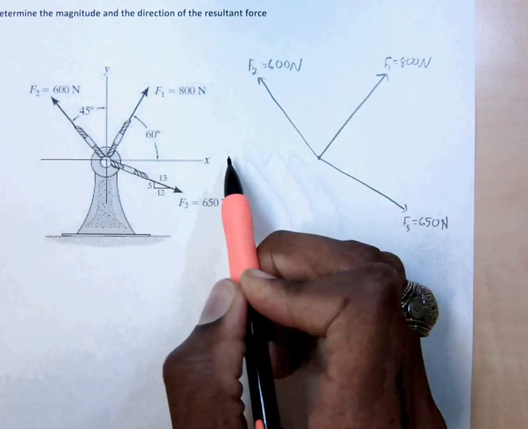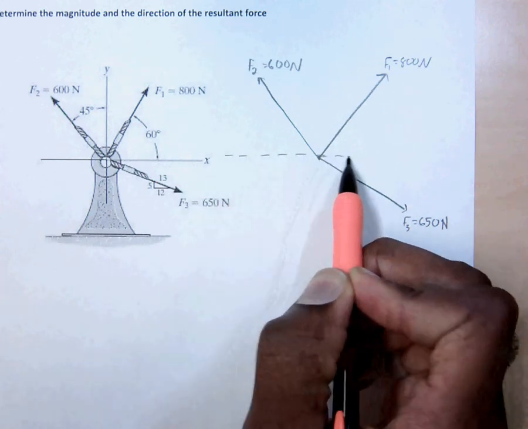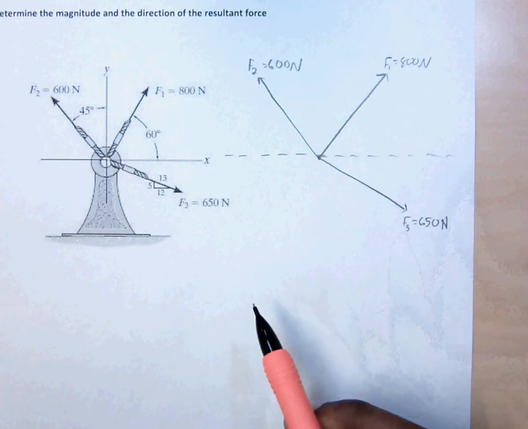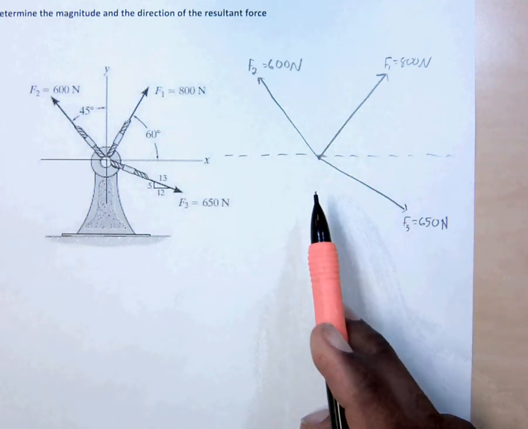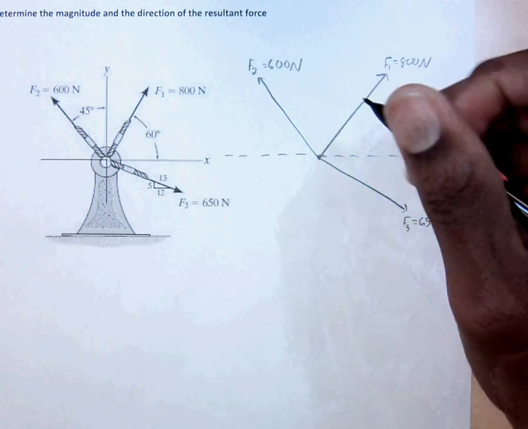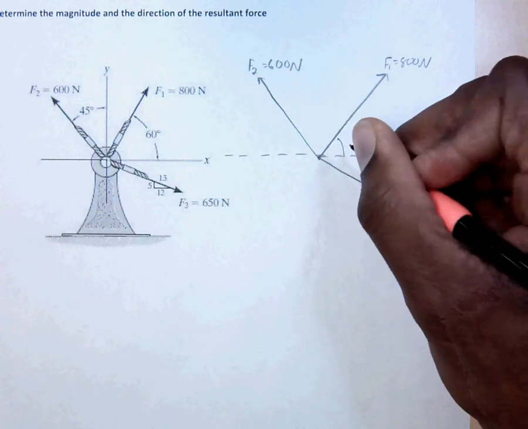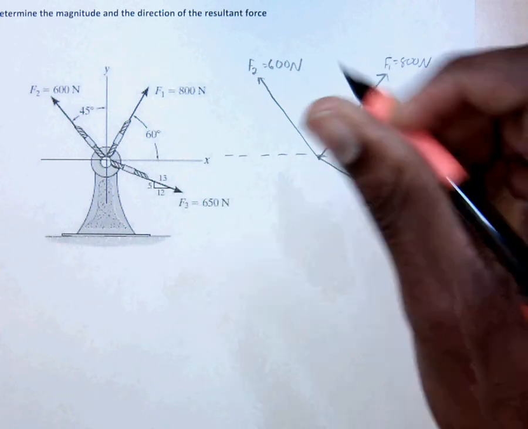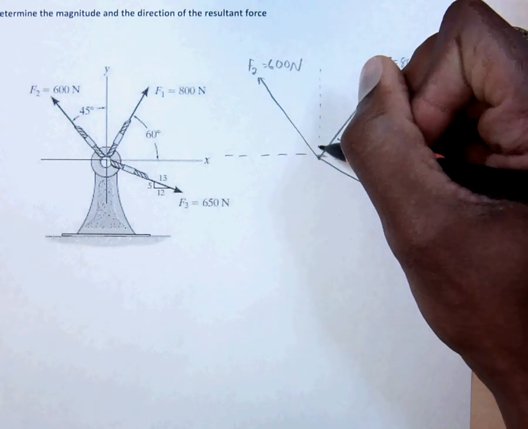Alright, I am going to have a dotted line here that represents the horizontal, because we not only need to write the forces on our free body diagram, we need to write the directions too. And so I need to find all the angles with respect to the horizontal. So for force number 1, it gives us an angle of 60 degrees. For force number 2, we have an angle of 45 degrees with the horizontal.